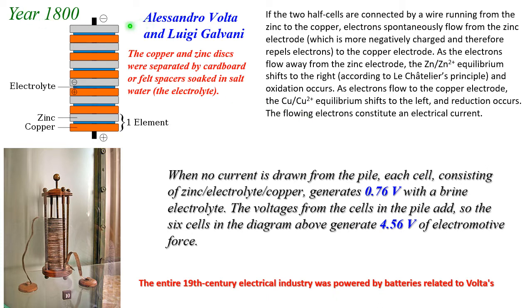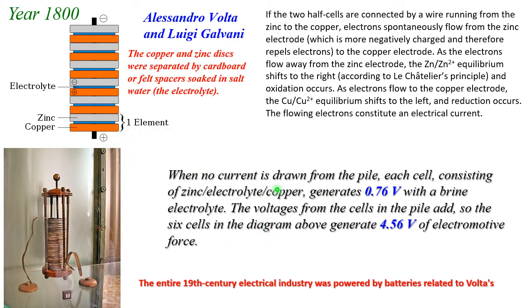This idea was first implemented by Alessandro Volta in the year 1800 exactly, but his design was based on earlier ideas of Luigi Galvani. So the cell can be named voltaic cell or galvanic cell. It's exactly the same. The first design by Volta contained copper and zinc discs that were separated by cardboard or felt spacers soaked in salted water, which was the electrolyte.